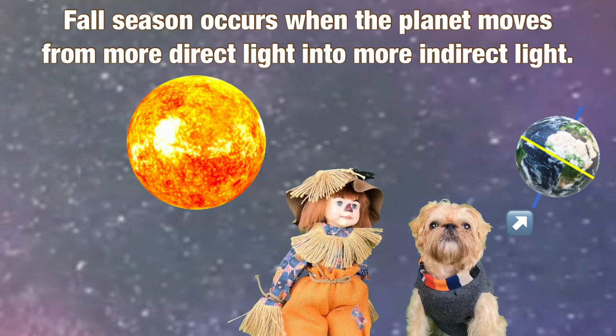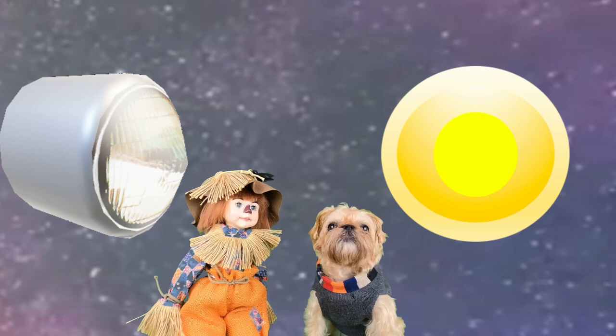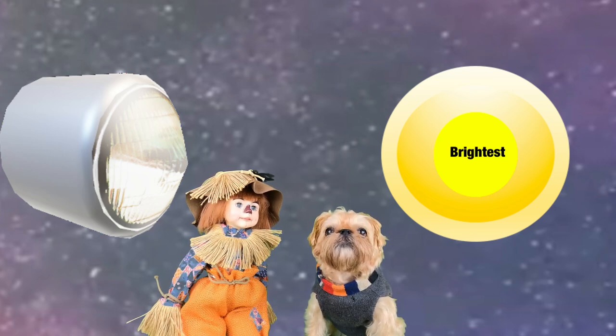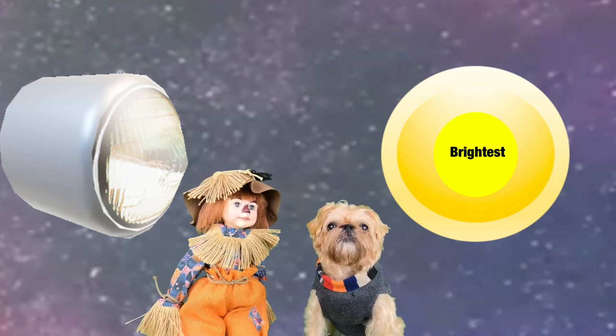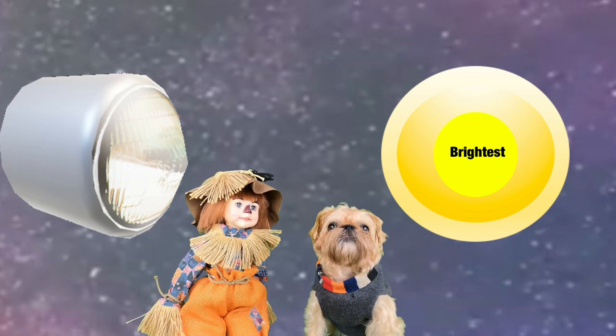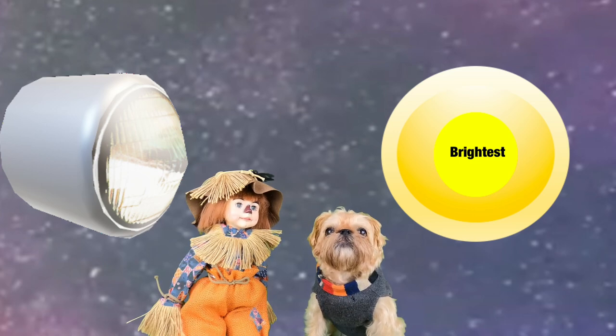For an example of this, let's picture a flashlight. See how the center of the flashlight is the brightest and becomes less and less bright as we get closer to the circle's edge? Well, when we revolve around the Sun, we move from being closer to the center, which is direct sunlight, during the summer season, and into the indirect light during the winter season. During fall, we are tilted in such a way that we are moving out of the direct sunlight.